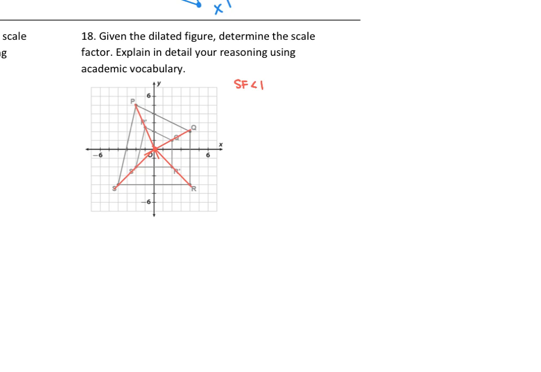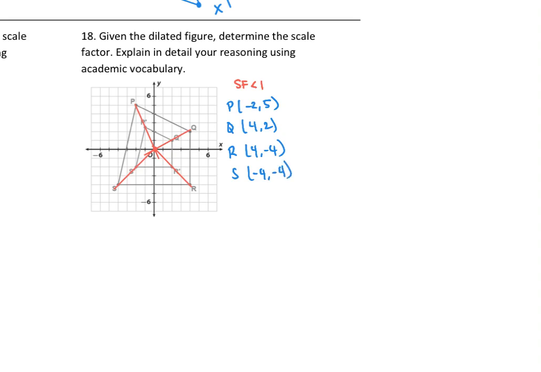So what I'm going to do, just like the previous one, since my center of dilation is the origin, I'm going to list out my coordinates, and I'm going to see what the pattern is. So P is -2, 5. Q is 4, 2. R is 4, -4. And S is -4, -4.